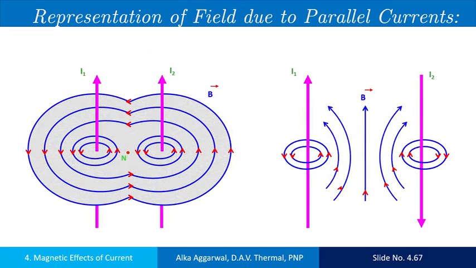This is the representation of the magnetic field. These are the two conductors carrying the current in the same direction, so the magnetic field is represented in this way. In one conductor it is anticlockwise and in the second it is also. But here it is the representation when the conductors carry current in opposite directions.